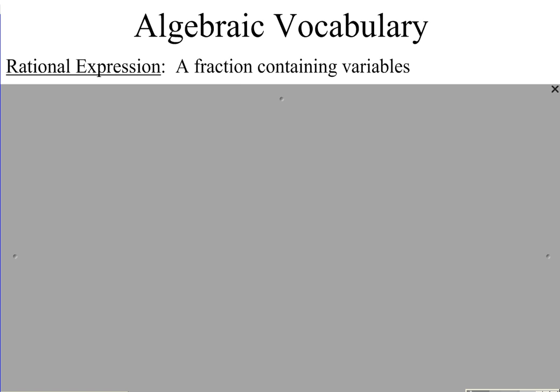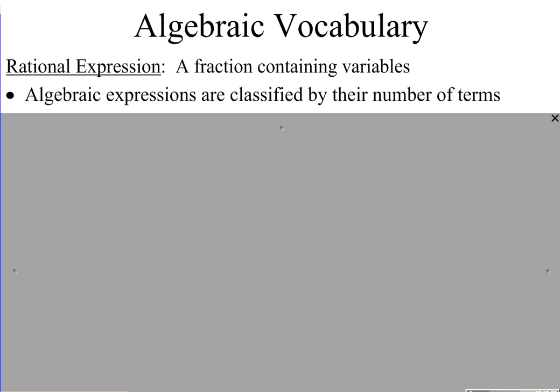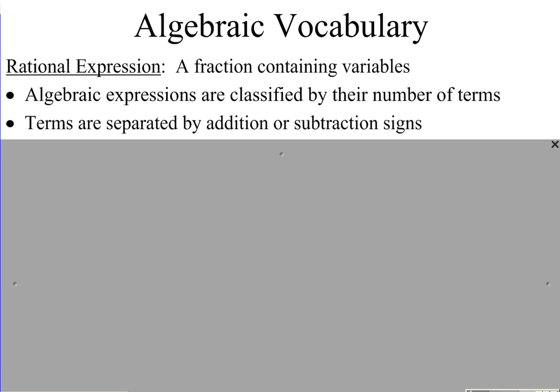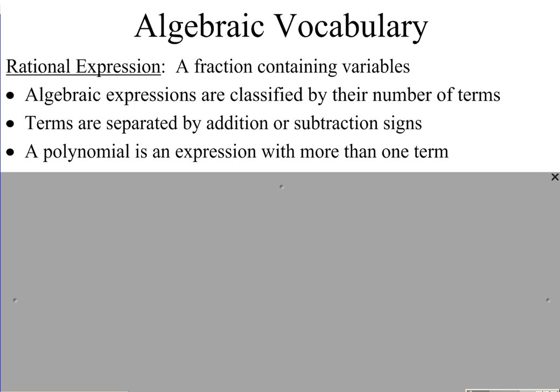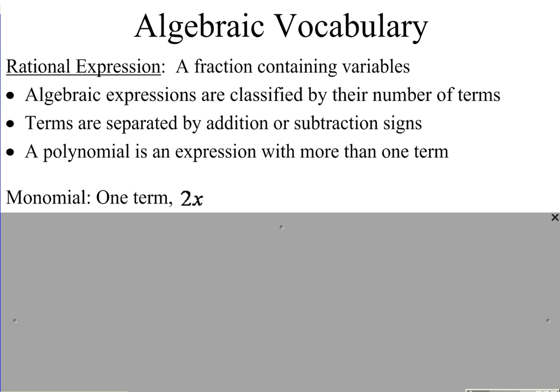Some more vocabulary. Rational expression. Remember, rational means fractional, so a rational expression is a fraction containing variables. Algebraic expressions are classified by their number of terms. Terms, remember, are separated by addition or subtraction signs. And a polynomial is an expression with more than one term. Going back to the first bullet point, expressions are classified by the number of terms.